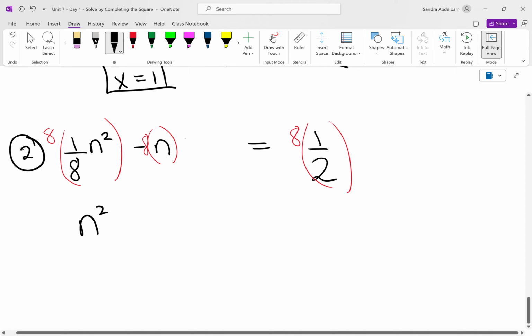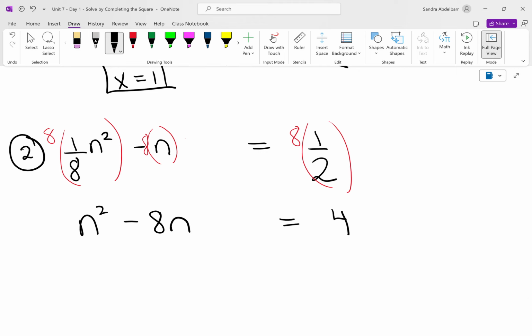Yeah. So now we're going to get n squared minus 8n equals 4. Yep, not so intimidating anymore, huh? Now we complete the square. Half of 8 is 4. 4 squared is 16, so I add 16 to the left and I add 16 to the right.